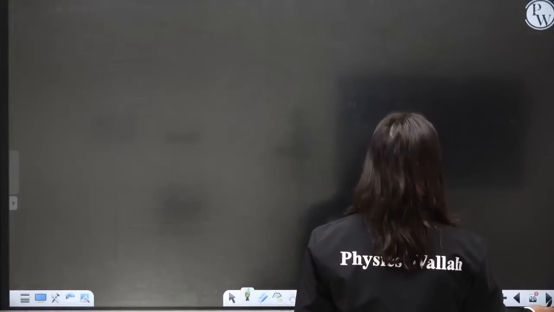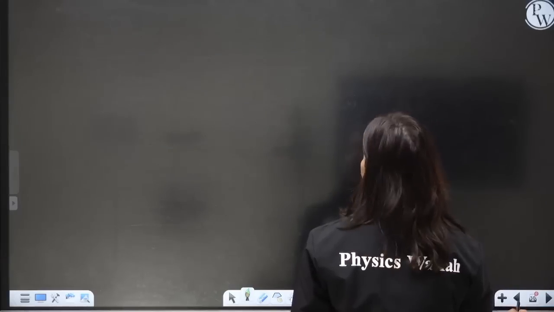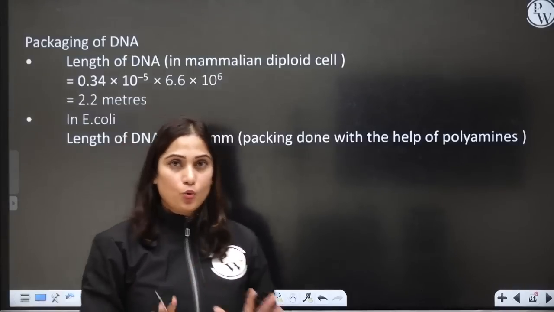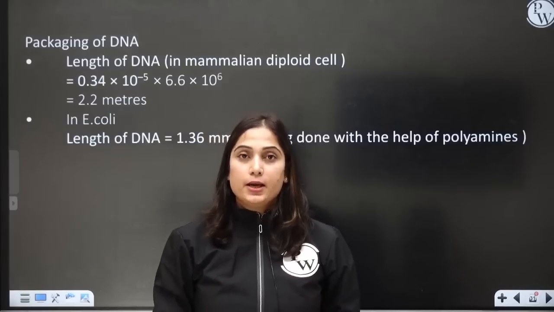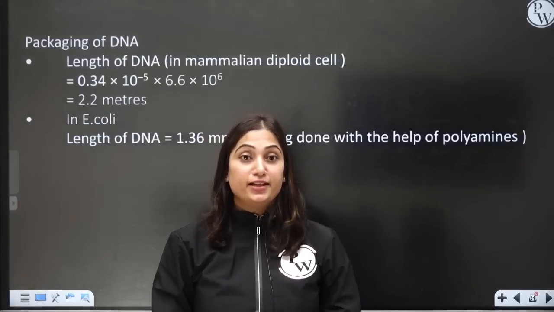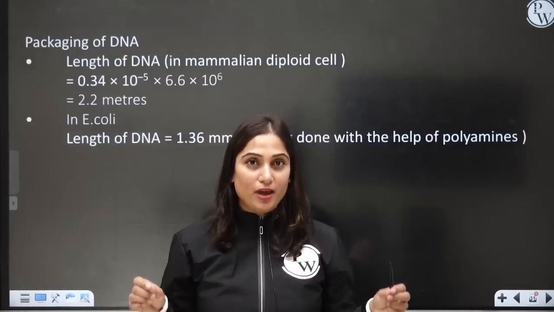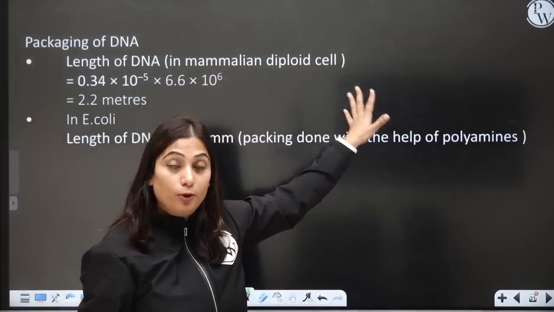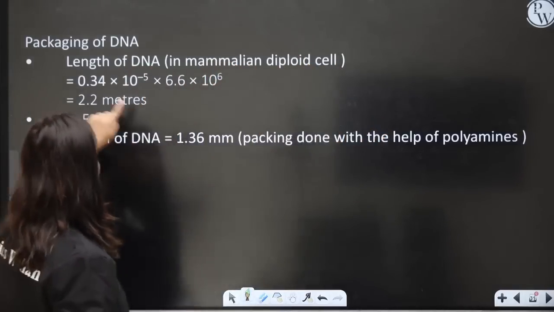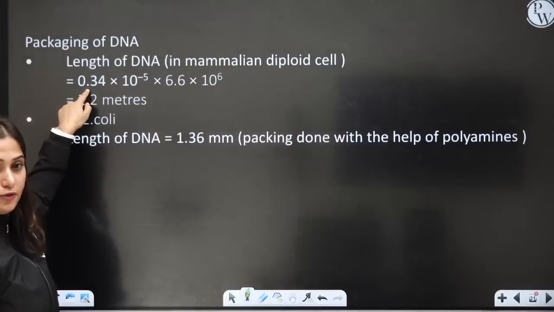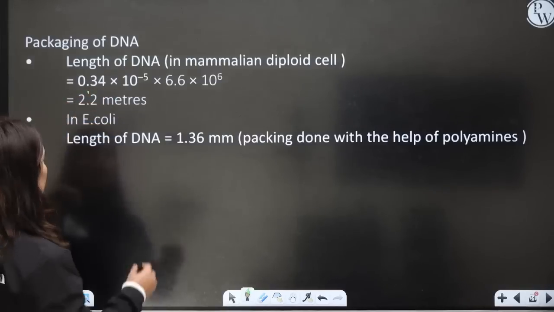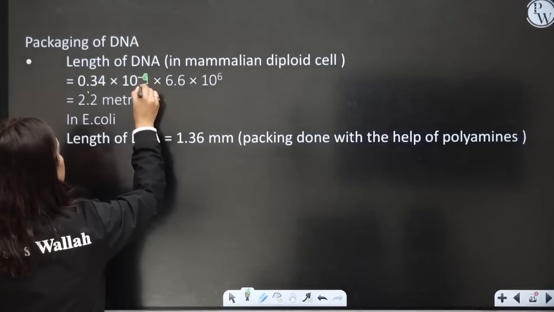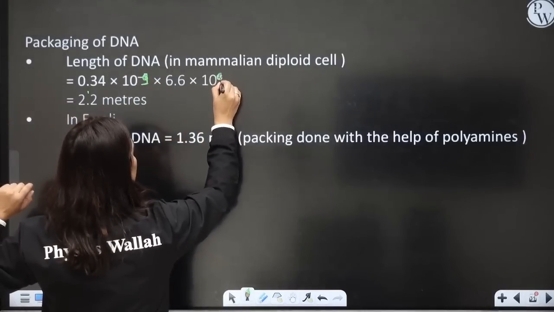Now, let's move on to the packaging of DNA. Now we know what is DNA. Now we know everything about DNA, but what we know is that the length of DNA is pretty big. If we discuss the length of DNA in a diploid mammalian cell, then we know that the distance between two base pairs is 0.34 nanometer, that is 0.34 into 10 raised to the power minus 9, and the total is 6.6 into 10 raised to the power 9 base pairs.